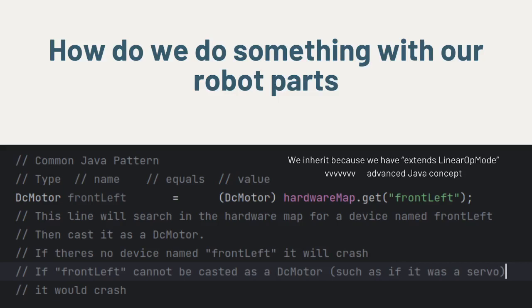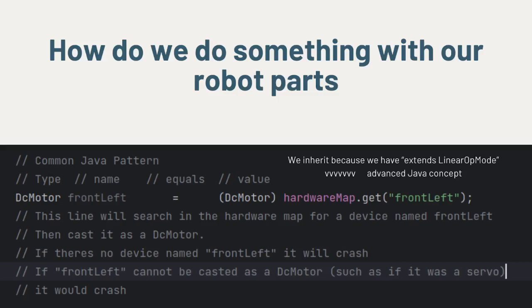What if we wanted to do something? How do we do something with our code? Well, inside of our initialization section, that's where this is happening right here. This is a common Java pattern I first want to go over, and you might have seen this inside the video. Whenever you create variables in Java, you give the variable type, the name, an equal sign, and then the value.